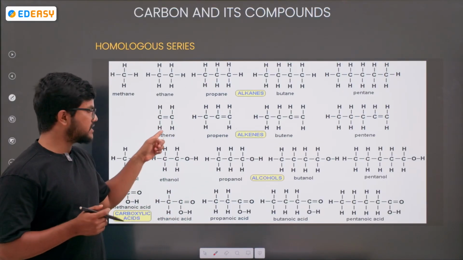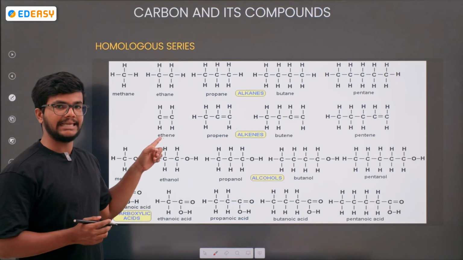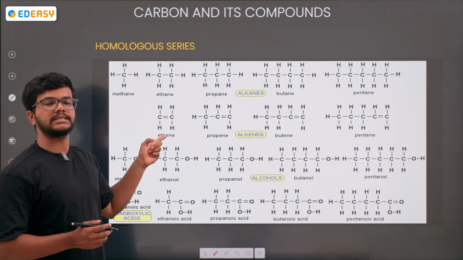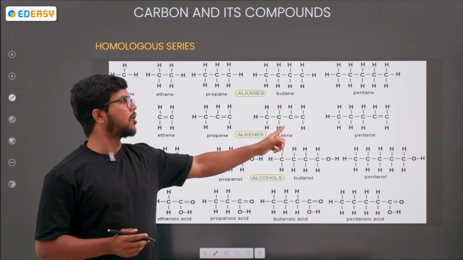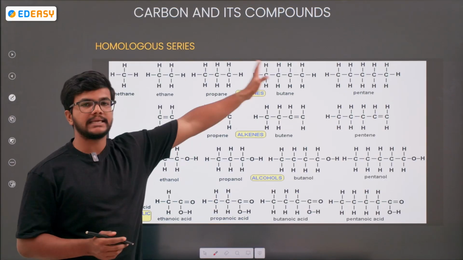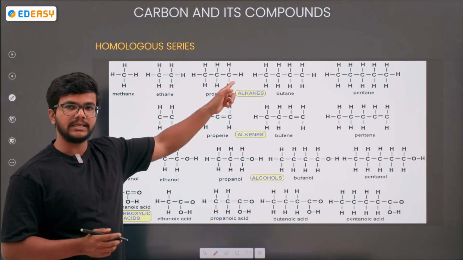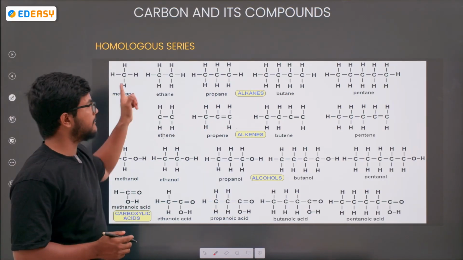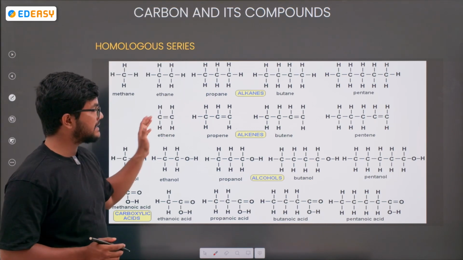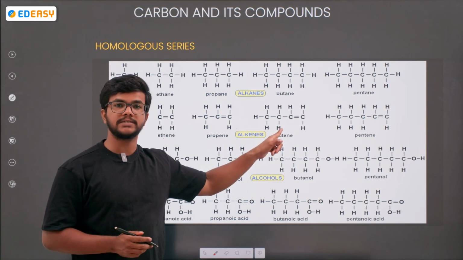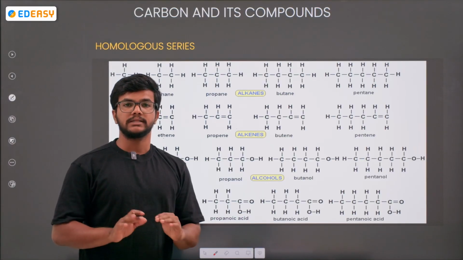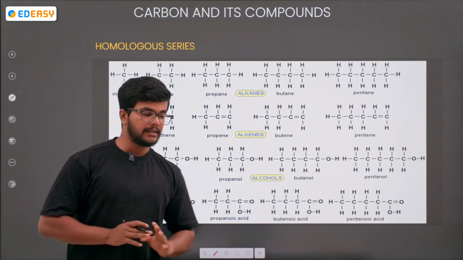So if ethene is the first homologous series member of the alkene, then the third member of the alkene will be butene, not propene. But in the case of alkanes, 1, 2, 3, propane will be the third member, whereas in the alkenes, the third member will be butene, not propene. Keep it in mind, okay?